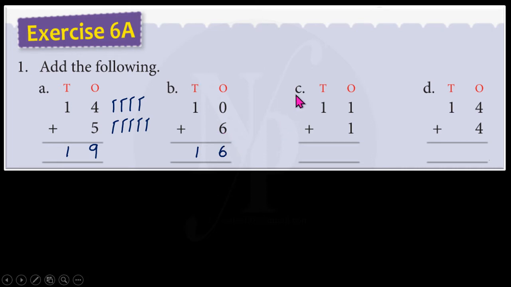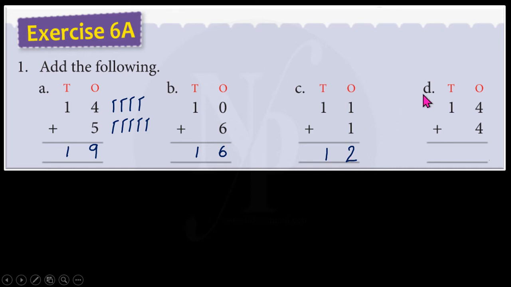Coming to C, we have 11 plus 1. First, let us add the digits in ones place. That is 1 plus 1. 1 plus 1 is 2. I will write 2 here. And 1 plus 0 is 1. So we get 12. That is 11 plus 1 is 12.